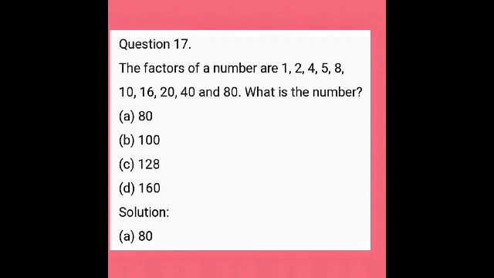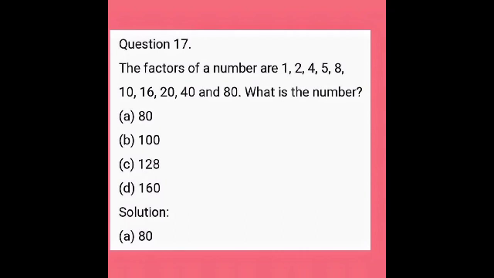1 into 80 is 80. 2 into 40 is 80. 4 into 20 is 80. 5 into 16 is 80. 8 into 10 is 80. So therefore the number is 80. We found the number. The factors of 80 are 1, 2, 4, 5, 8, 10, 16, 20, 40 and 80.